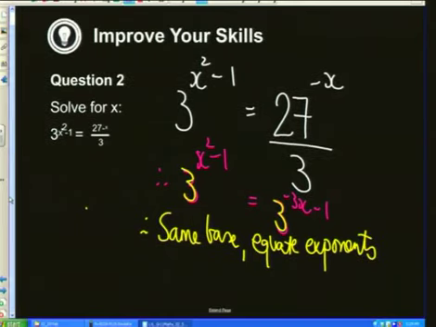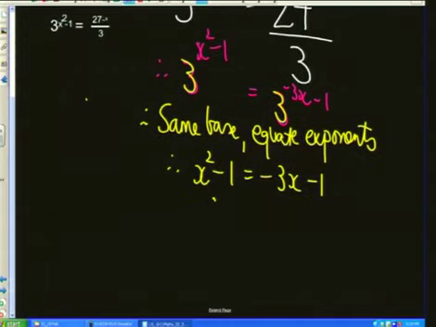Okay, and we therefore have x squared minus 1 equaling negative 3x minus 1. And now we have an equation on the exponents that we're solving, and we can take it from there and solve the quadratic. So we have x squared plus 3x, and then this negative 1 comes across. Negative 1 plus 1 is 0, so that's just equal to 0.